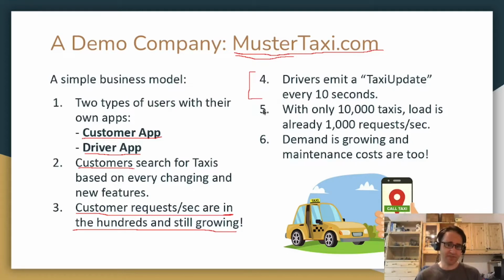So what this means, though, is that with only 10,000 taxis, which is not that many, our load is already at 1,000 requests per second. The systems are struggling to keep up with this load, and the maintenance cost of keeping these systems up and alive is growing and growing and growing. So this is the context in which we're going to talk about how the funnel system can be of use.